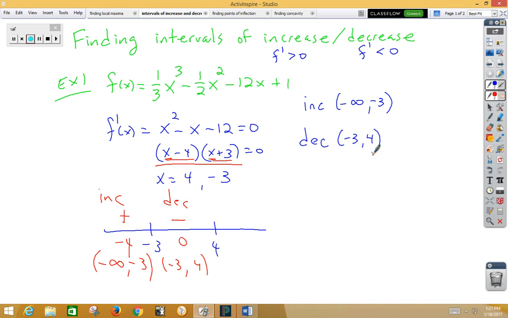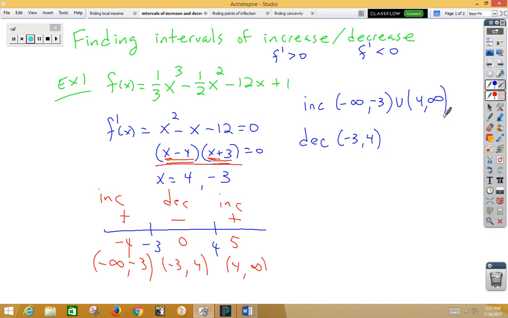Lastly, if we check something to the right of 4, like 5, plug in again to our x values, we would get a positive times a positive, which is a positive. So the graph is increasing on the interval from 4 to infinity. So we come over here and we include, with a union symbol, the 4 to infinity.